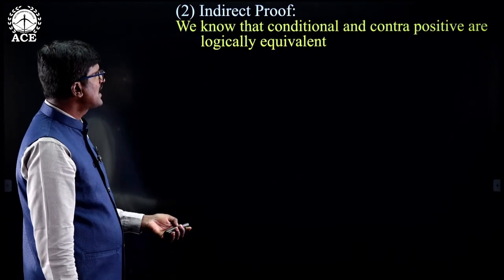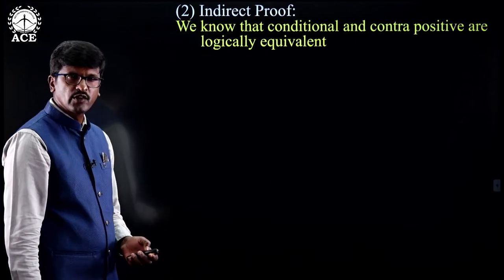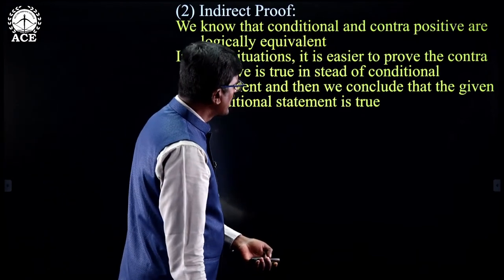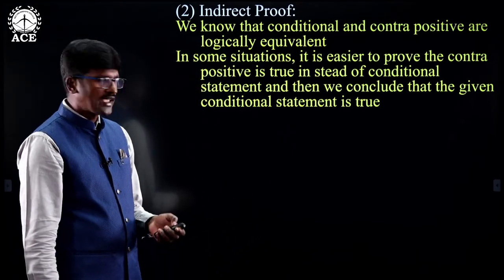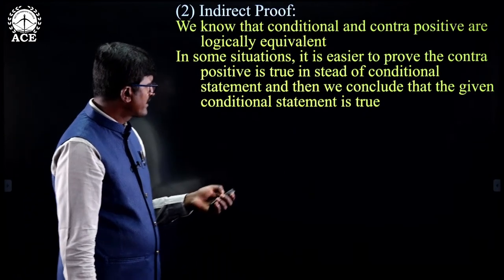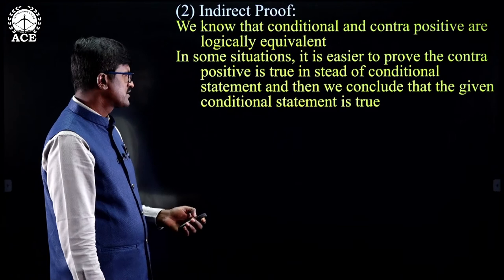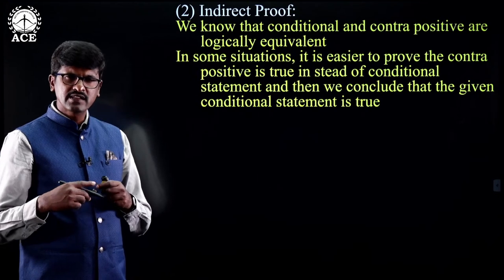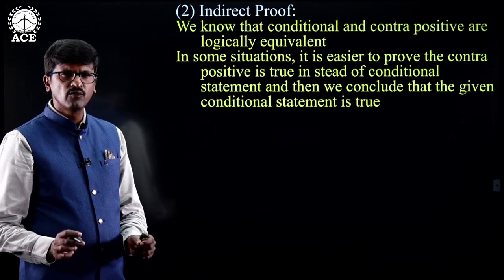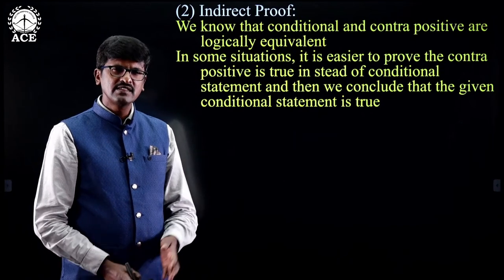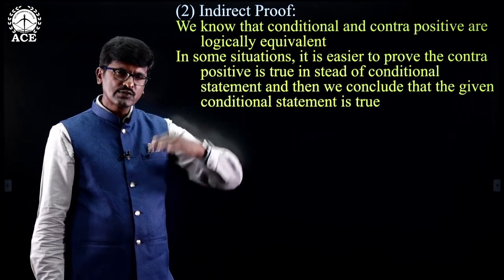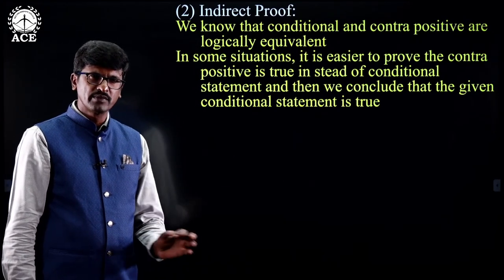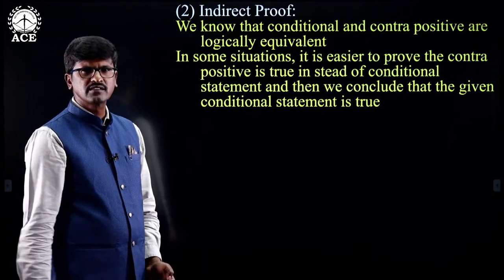Now we'll see what this method is. We know that conditional and contrapositive are logically equivalent to each other. In some situations, it is easier to prove that the contrapositive is true instead of the conditional statement, and then we conclude that the conditional statement is true. For some problems, proving the conditional statement directly is somewhat difficult. In those cases, we first prove that its contrapositive is true, then conclude that the conditional is also true, because they are logically equivalent.